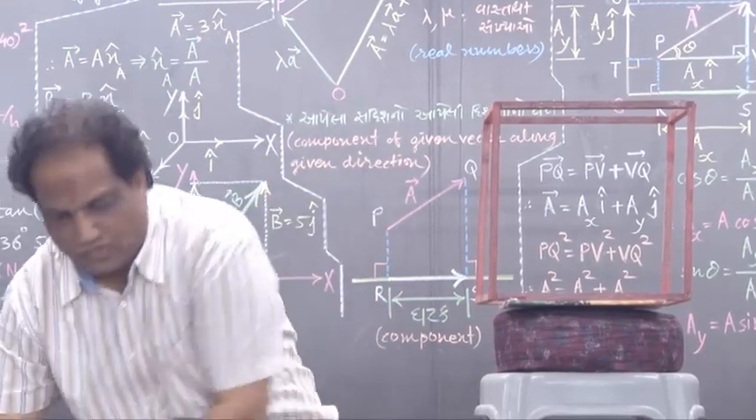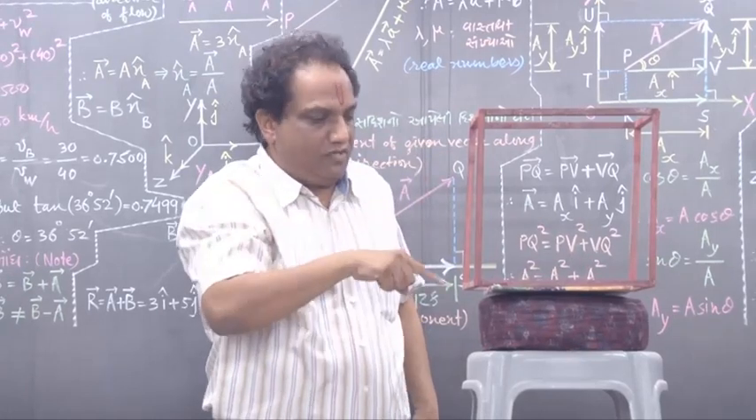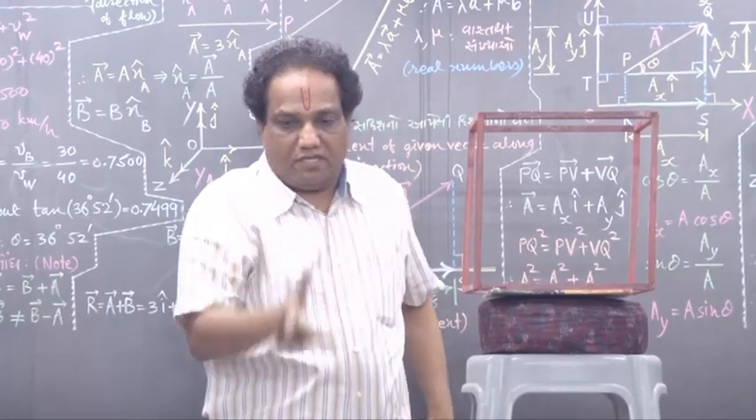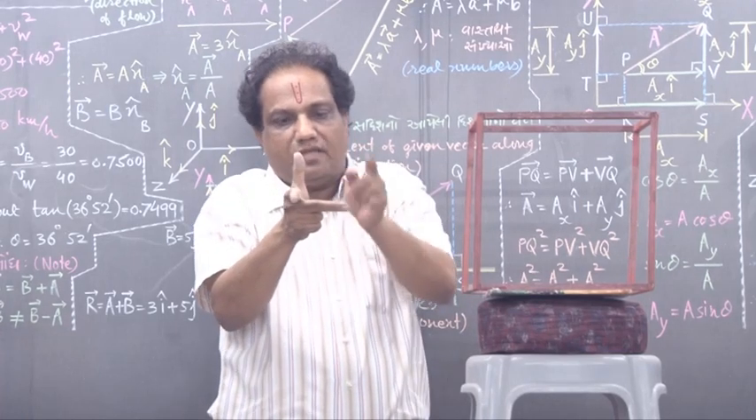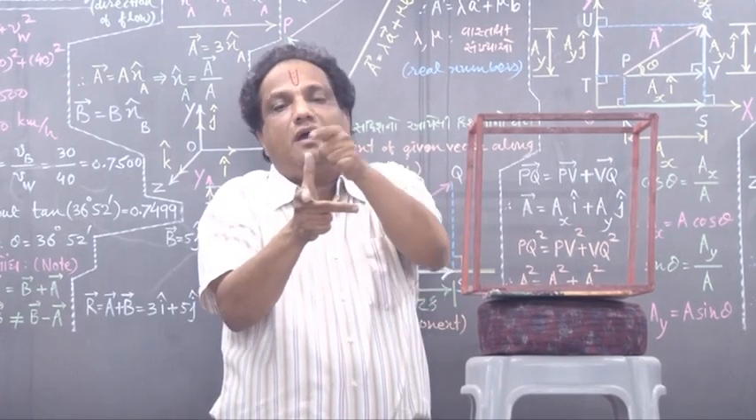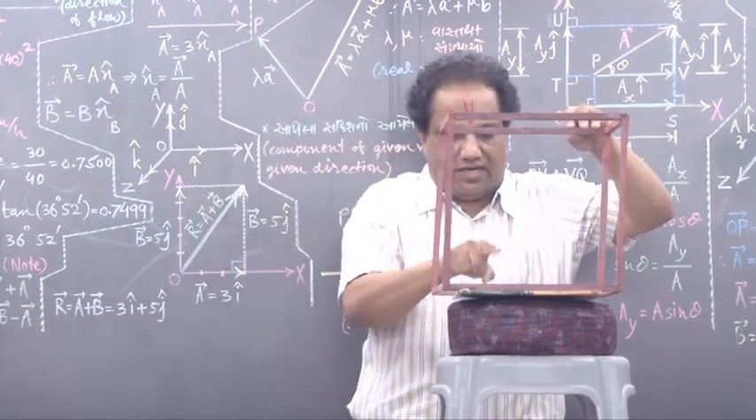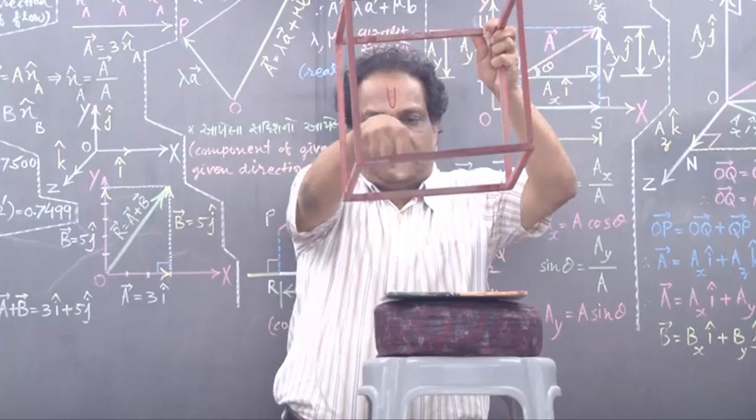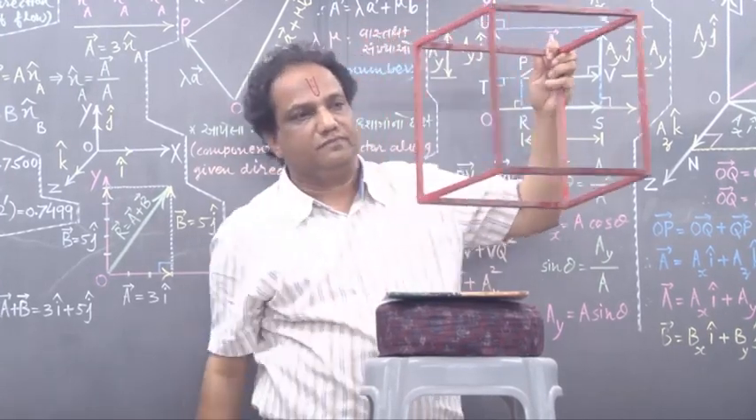So what is this? X component. What is this? Y component. What is this? Z component. X, Y, Z, all of them are mutually perpendicular. This angle is 90 degrees, this angle is 90 degrees, and this angle is also 90 degrees.